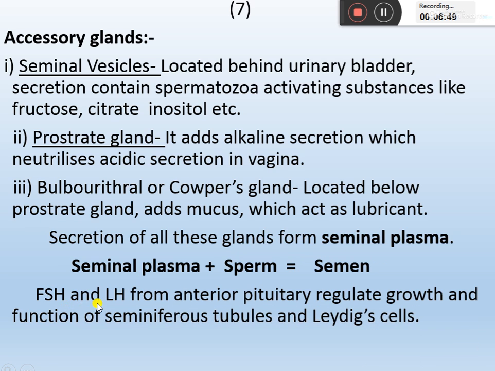FSH, that is follicle stimulating hormone, and LH, the luteinizing hormone, from the anterior pituitary regulate the function of the seminiferous tubules, under which spermatogenesis takes place, and the Leydig cells, which is responsible for the spermiation.